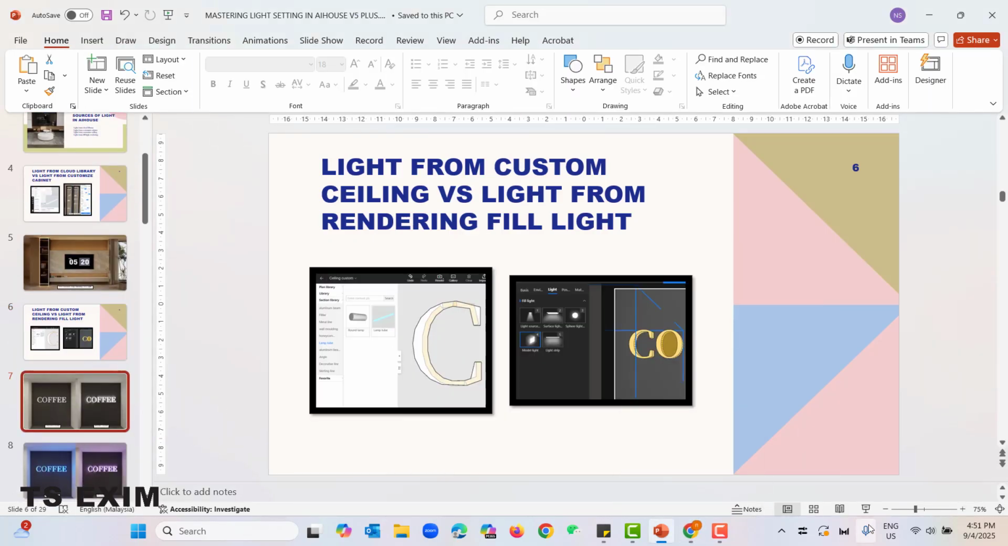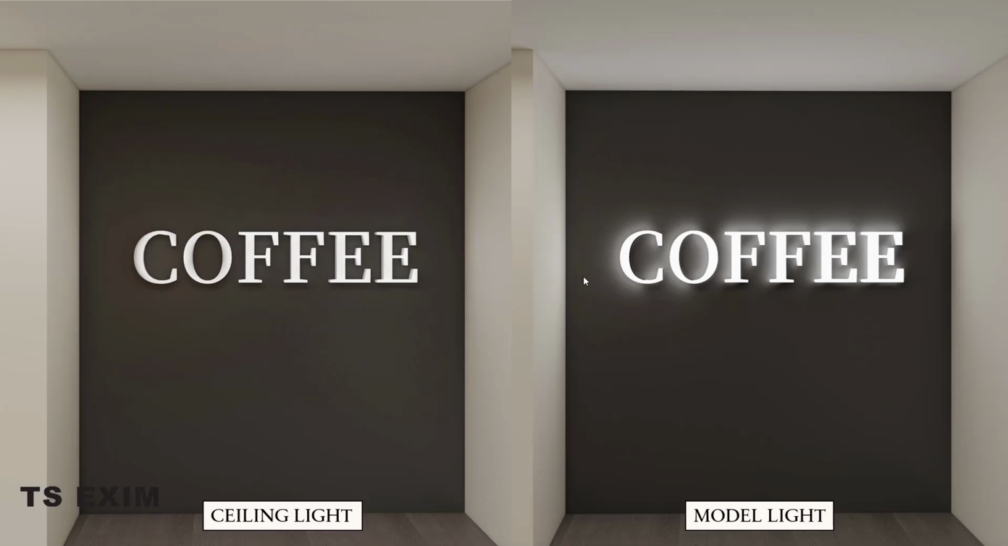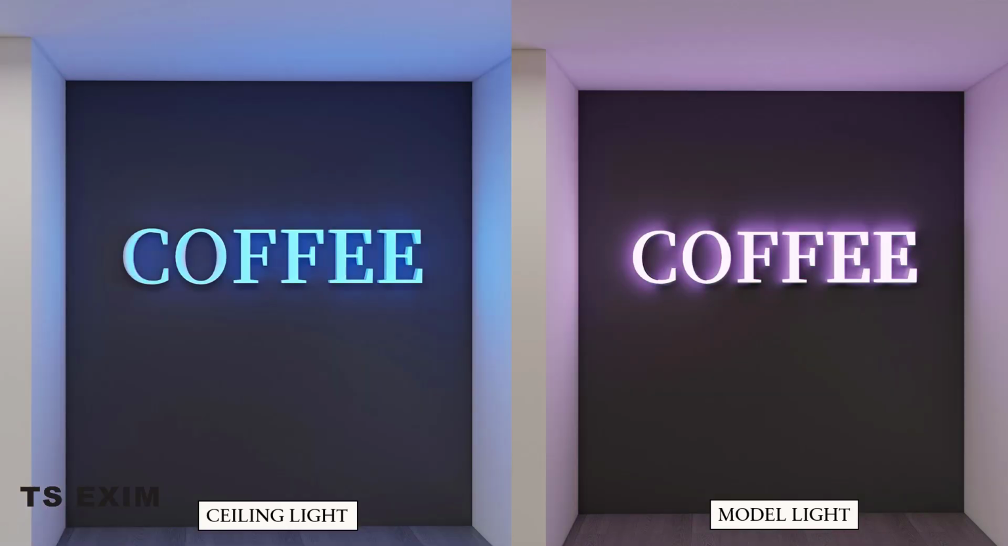If you see this light, this one I render and differentiate the light from the ceiling and from the model light. You can see the ceiling light is more subtle, and the model light is more glowy. You can see the glow effect on the wall. This one, I try changing the color. Ceiling light, blue color. Model light, purple color. But same thing, you can see the model light has more glow effect. So that's the difference between ceiling light and model light.